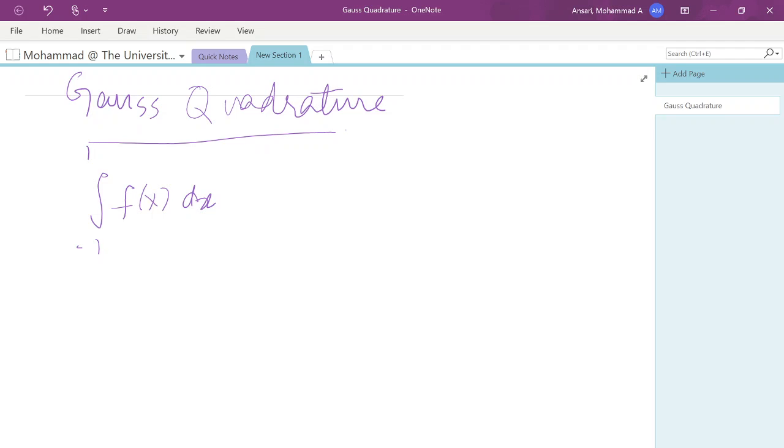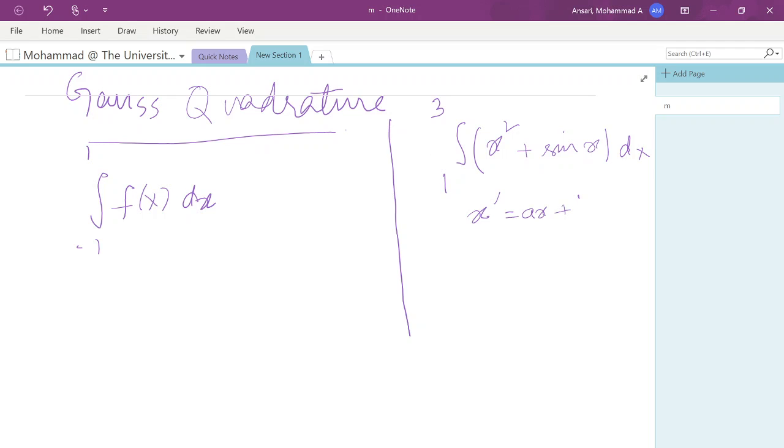So for example, just to illustrate this, let me take up this integration. Let's say the integral from 1 to 3 of x squared plus sine of x dx. Clearly this doesn't fall into this form, but as I said, we can do a variable transformation so that it does. So let's say x prime equals ax plus b, and you choose a and b in such a way that these limits become -1 to 1.